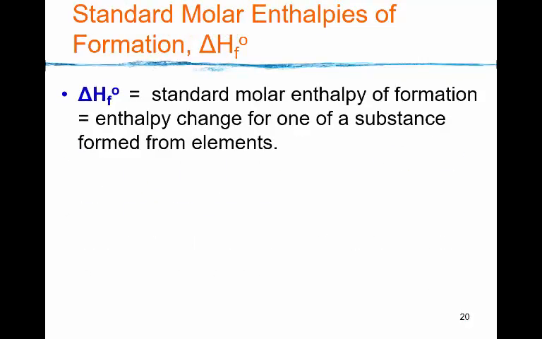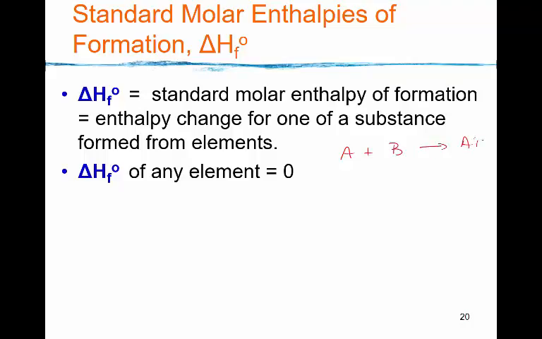So the standard molar enthalpies of formation are basically how much energy changes, either put in or evolved, for one of the substances that's formed from elements. Okay, now you put things together and you make something else in a chemical reaction, basically. So, you know, if I have A plus B gives me AB.